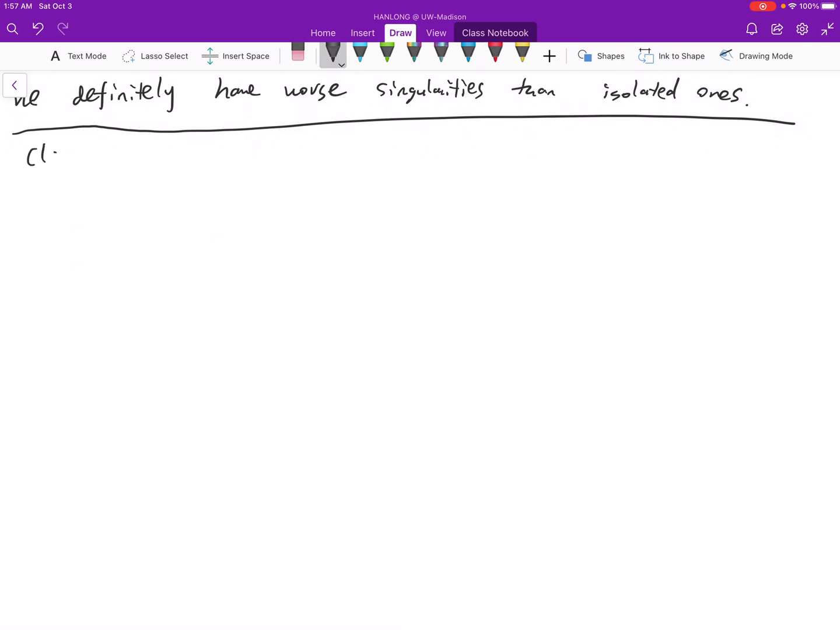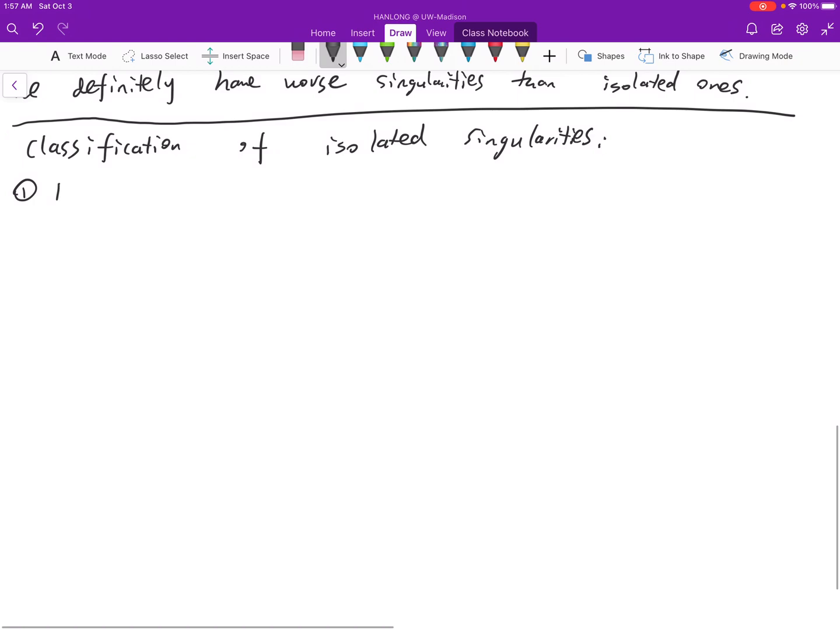Okay, now in one dimension, actually we can classify the isolated singularities. So the first type is called removable singularities. From the name, you can see those singularities can be removed. There's no singularity at all. So the definition is as follows.